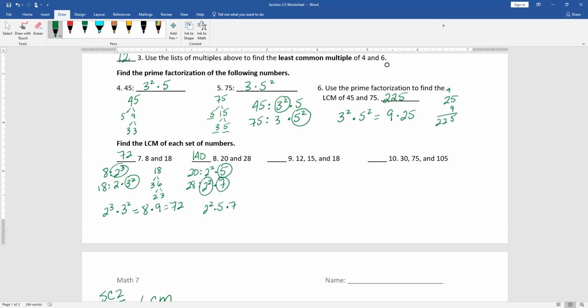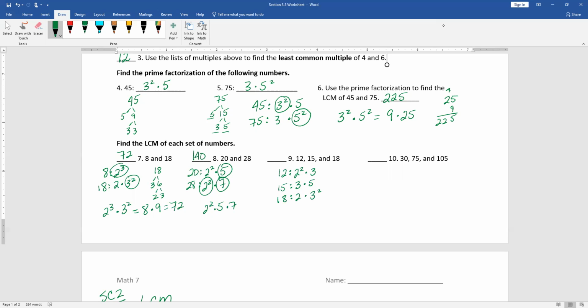All right, so 12, 15, and 18. We just got 18's prime factorization, so I think we can write these out without the trees. 12 is 4 times 3, which is 2 squared times 3. 15 is 3 times 5, which are both prime numbers. And 18, we did in number 7. So I'm just going to take that 2 times 9. So 2 times 3 squared.